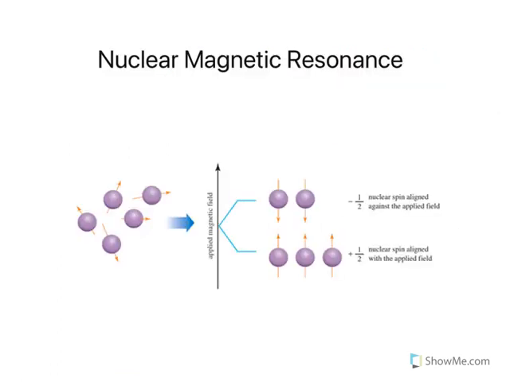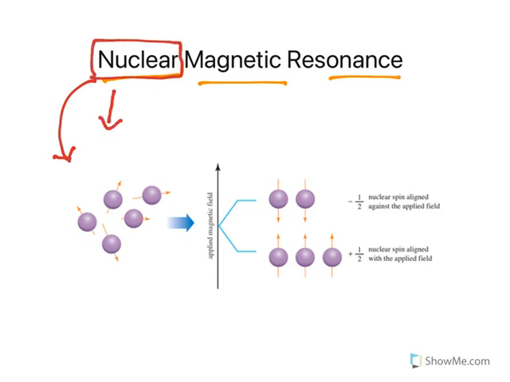Let's get into the topic. So when you see the brief principle of nuclear magnetic resonance, this technique involves the nucleus. Unlike UV-visible and IR, where electronic transitions are observed, in NMR a nuclear transition occurs, hence it has got the name nuclear.